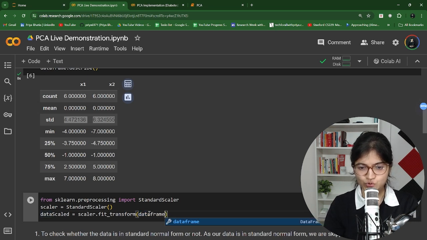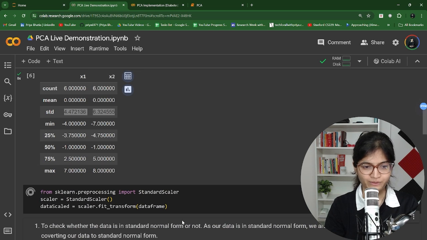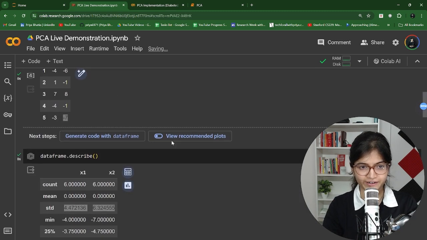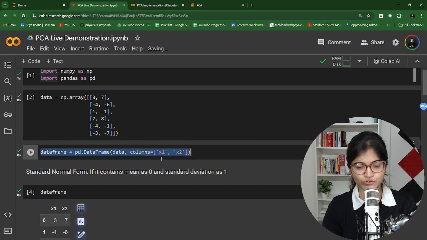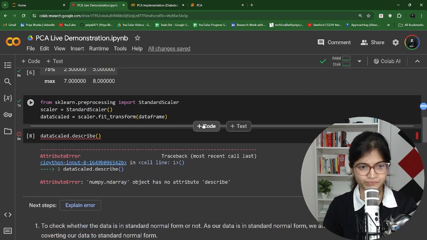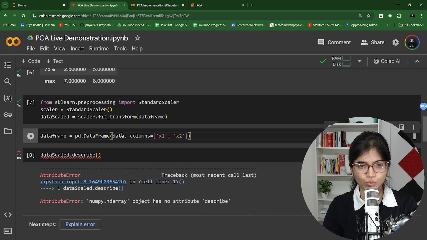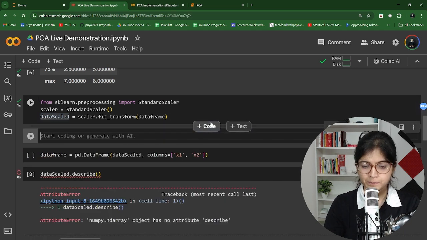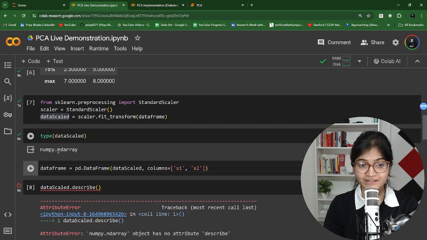So now let me try to check whether we will be able to get a standard scalar form of data. Again, let's try to see the description. Describe function we will call. Let's see now. Okay, it's an ND array. So maybe what we can do is, again, we can try to convert this into a data frame, right? That would be a great idea. So we can take this data scaled and maybe we can try to convert it. Before that, let's try to see the type of this data scaled so that we will make sure that it's not in a data frame. You can see it's an ND array, but the describe function only works on a data frame.